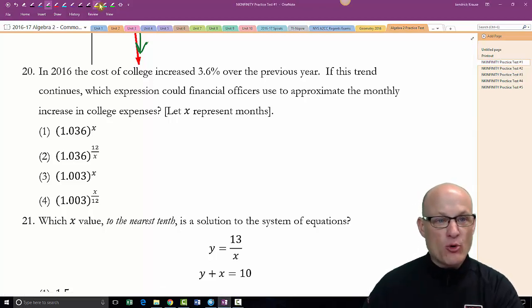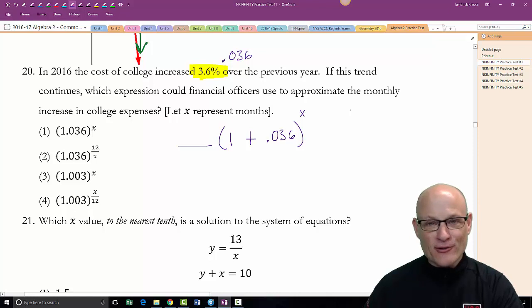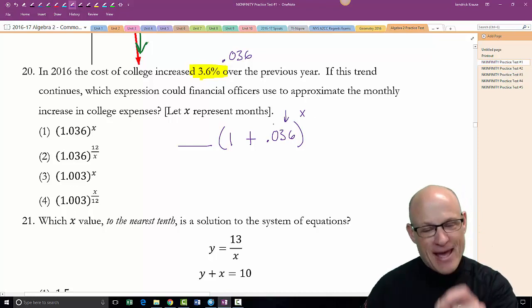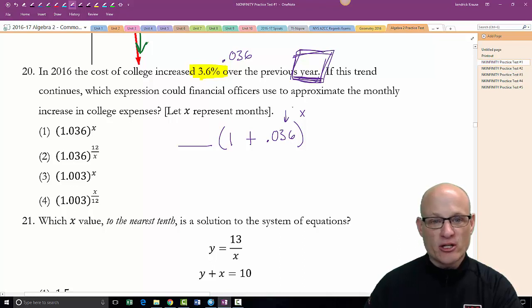Yes, there is a 3.6% growth rate. Yes, that is 0.036 growth. So anytime we have growth, we've got some starting value times 1 plus the rate, in this case 0.036, to the exponent. What the rate looks like is a little bit different depending on the problem. In this case, this is 3.6 per year, right? That's a 3.6% rate per year.